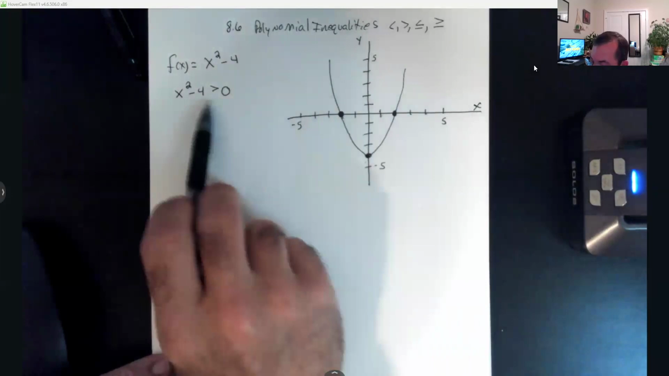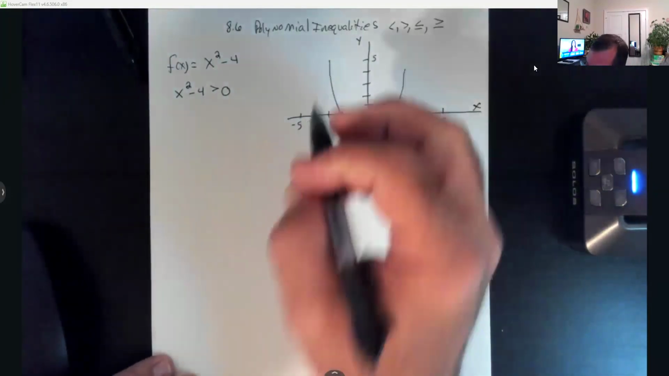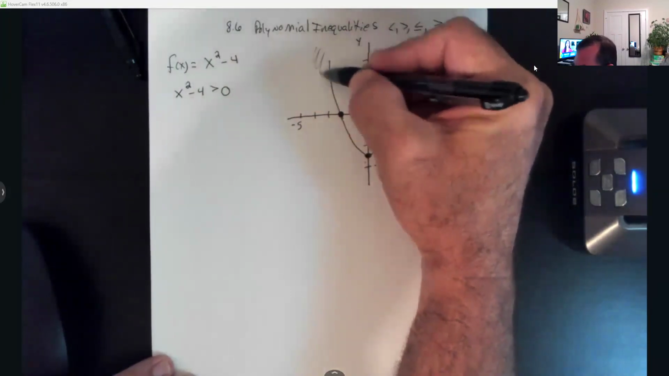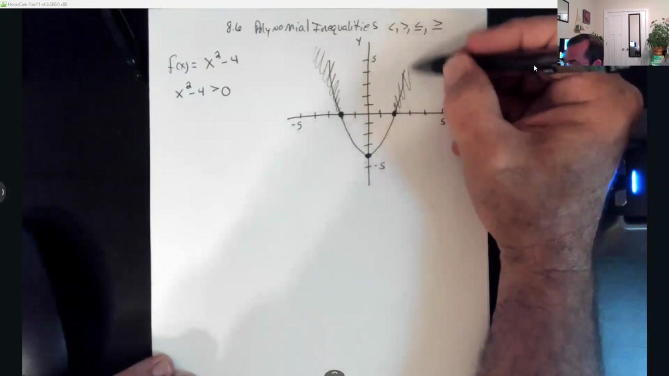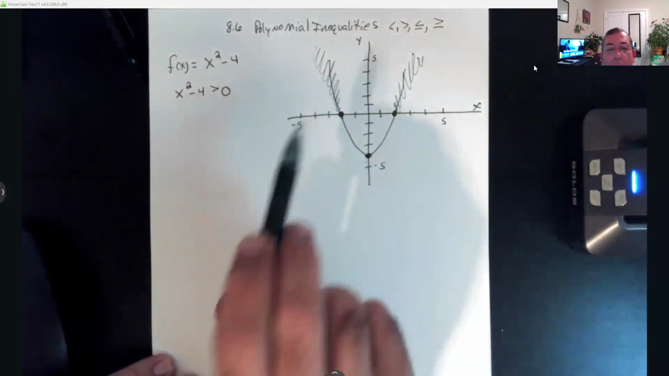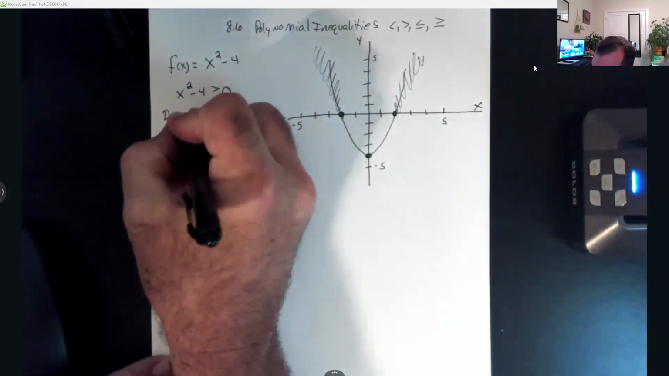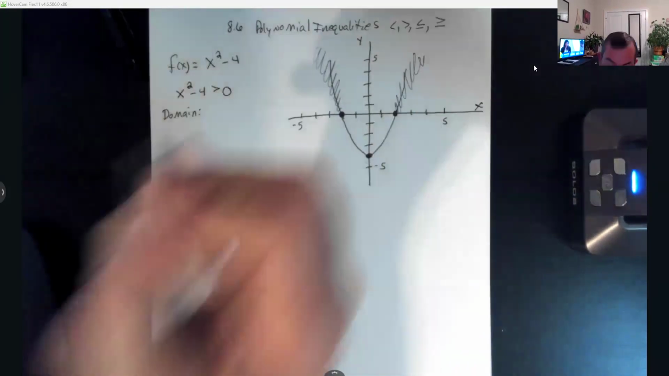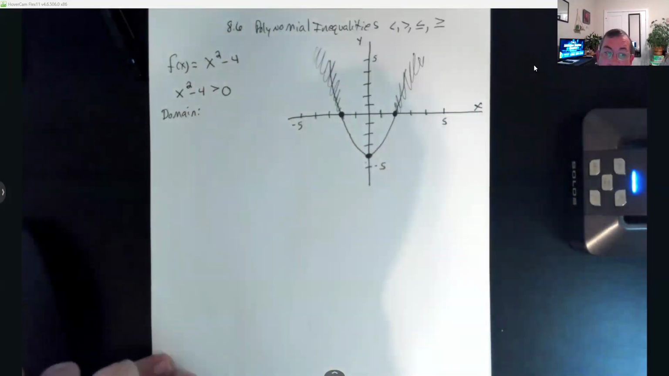So like on this one, if I was looking for all the solutions that were greater than 0, that would be all the solutions on this side of the graph, and then all the solutions on that side of the graph. So you would have two sections. So for this example, for my domain, which would basically be my solutions, because that's all the parts that would make it true.